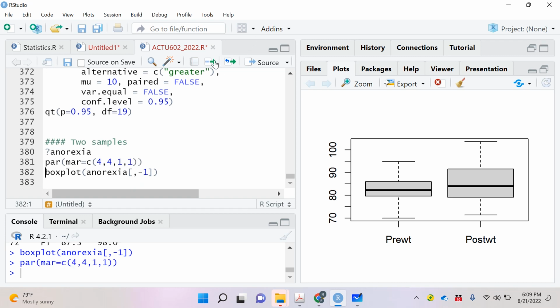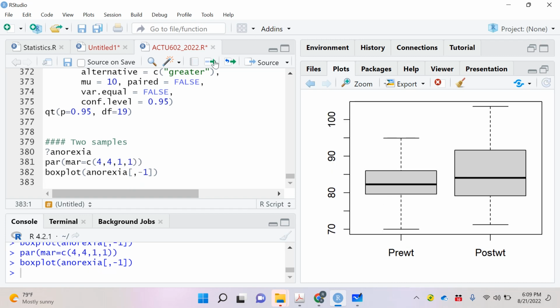Okay. So this is the box plot for pre-weight and post-weight. The question was, can we say that they've gained weight? When they came and we weighed them, this is the box plot. When they finished the program, these are the box plots for the weight. So can we say that there has been a significant change in their weight? That's what we want to do.